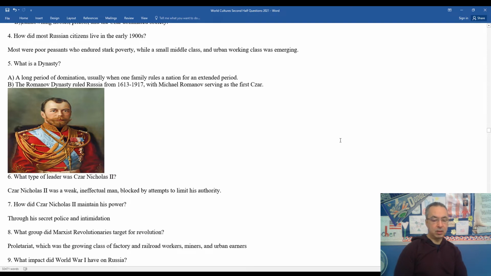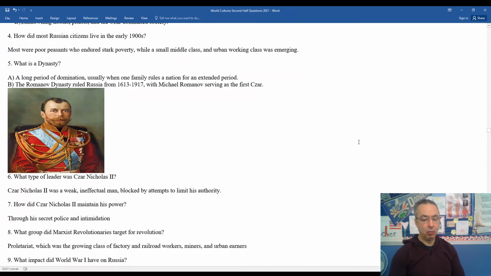Eight, what group did Marxist revolutionaries target for revolution? Well, this kind of goes back to the Communist Manifesto in 1848, and we'll reference that again in a moment. So a Marxist revolution, and Karl Marx would advocate that the proletariat, which was the growing class of factory and railroad workers, your common folk, the miners, the urban earners or merchants, would eventually rise up against the wealthy within society, against the bourgeoisie.